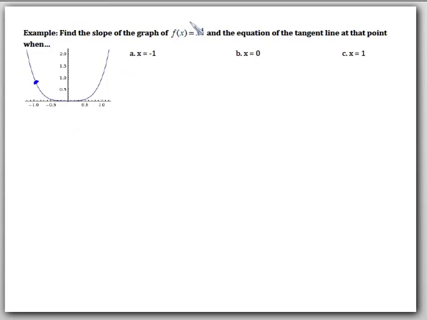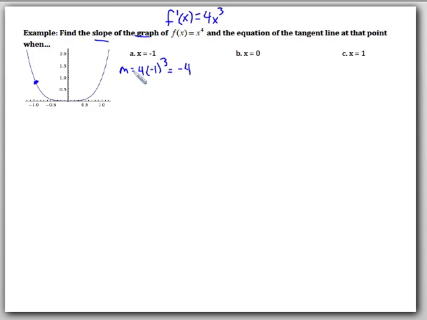Well, before we do anything here, we know the slope of a graph is the same as its derivative. So we're going to go ahead and find f prime of x. Okay, and using our power rule, we can do 4x cubed. Okay, so that is the function for the derivative. So looking at this right here, the slope of our function is going to be 4 times -1 cubed, which is just -4.